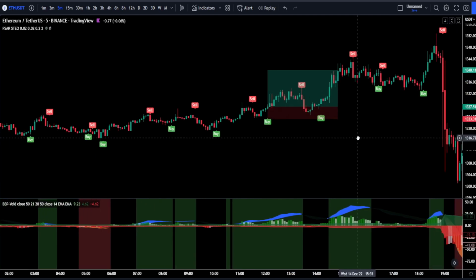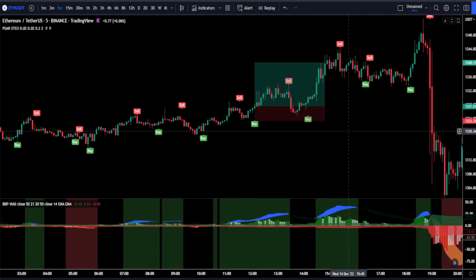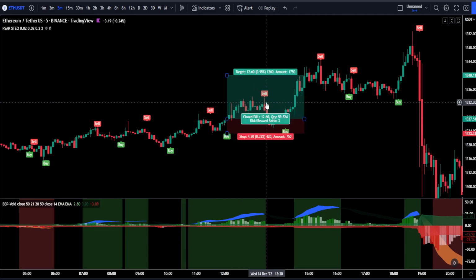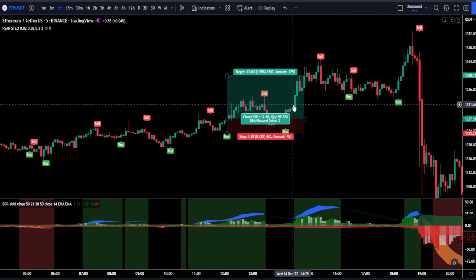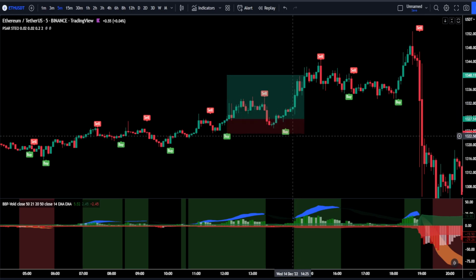Also remember to move your stop loss to break even as soon as the market reaches a risk to reward ratio of 1:1. This way you will secure your profits and eliminate unnecessary losses. Okay, let's find some more valid signals.